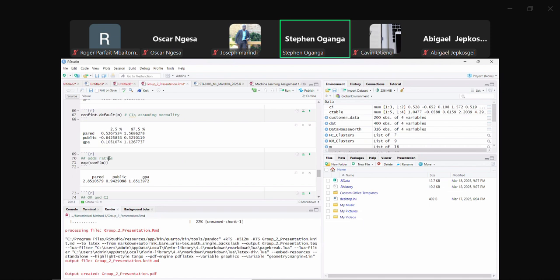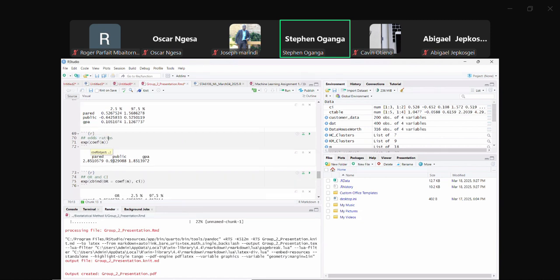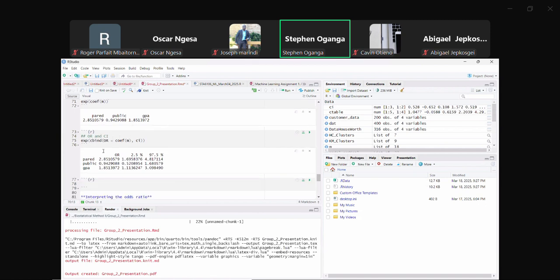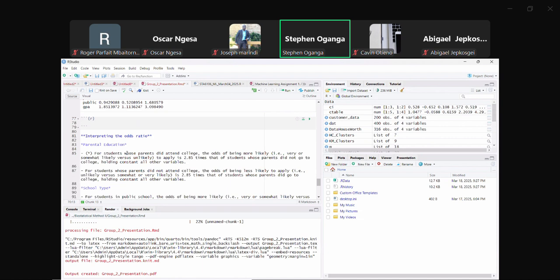And we calculated the odds ratio using the exponential of the coefficient. We found out the exponential of the coefficient to get the odds ratio. And from the odds ratio, it's where we can have our final interpretation. Here we just combine the odds ratio and the confidence interval. And then here it's the interpretation using the odds ratio.